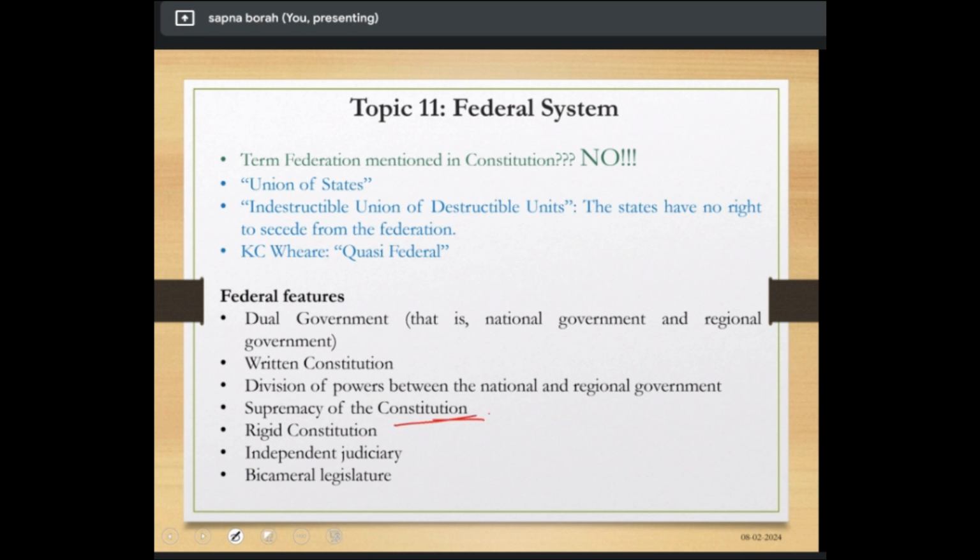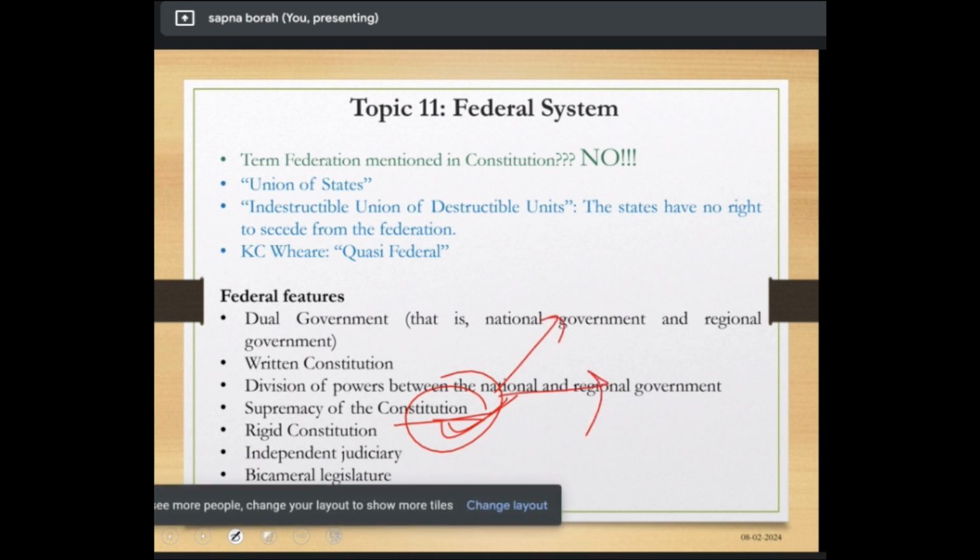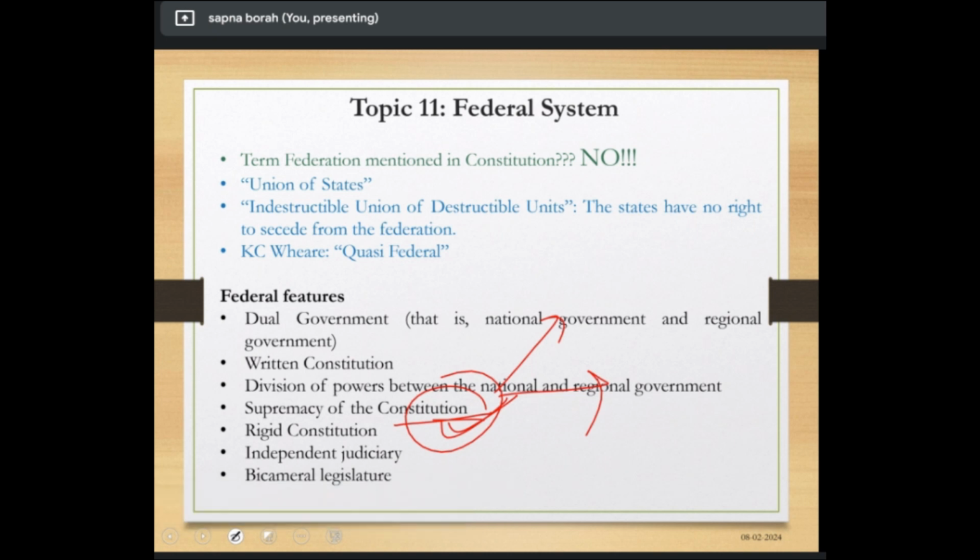Then is the supremacy of the constitution. Okay, now keep it as a keyword: supremacy of the constitution, where the constitution has given powers to both the center and the state. Likewise, conceptually, if you see that no power is held in the hands of one authority only, that will be considered federal. Unlike unitary, where powers are concentrated in one hand.